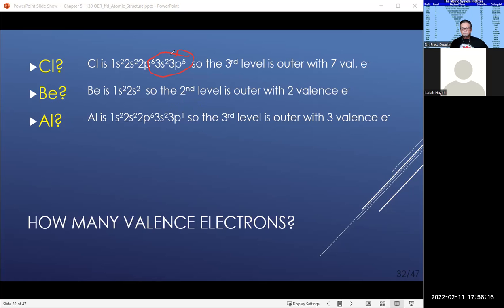Beryllium, its configuration is 1s2, 2s2. It has 2 valence electrons. It's in group 2. Aluminum is in group 3. Okay, so you can see here that its electron configuration is given as 3 for the valence electrons, 3s2, 3p1. There's 3 valence electrons. 2 of the electrons are in the s orbital of the 3rd energy level, and the other one's in the p1.